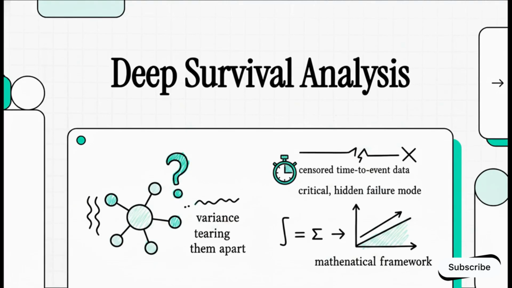We're essentially conducting a technical architectural review on a critical yet heavily hidden failure mode in your predictive models. Most developers don't even realize they have this problem until their models are actually deployed, and catastrophic real-world variance just tears them apart. So today, we are breaking down deep survival analysis. It's the exact mathematical framework required to train neural networks when the ultimate outcome in your data is, well, unknown.